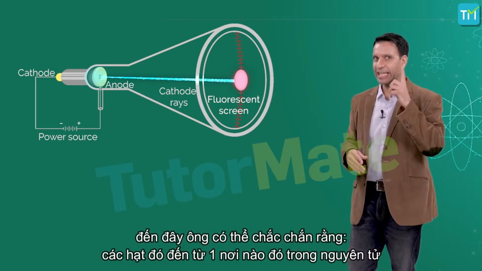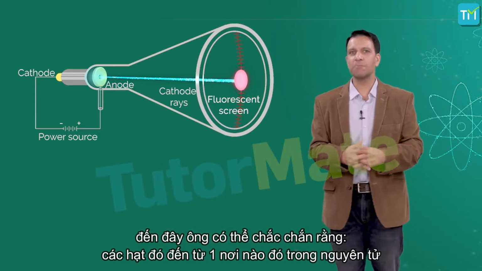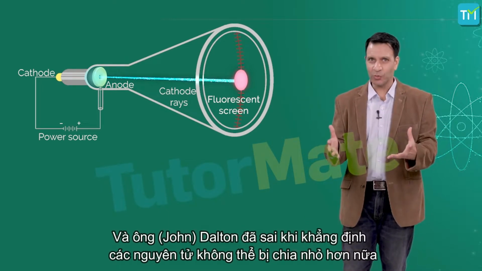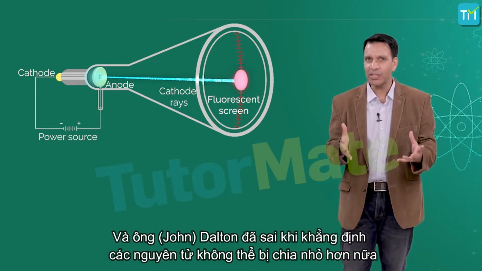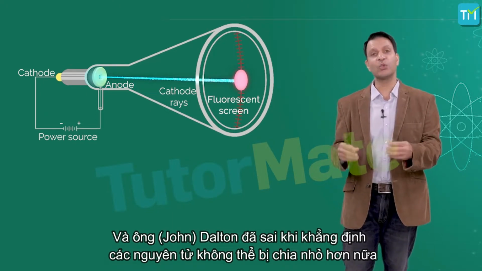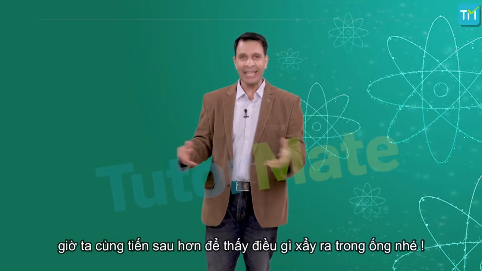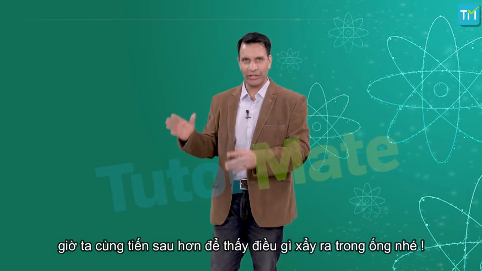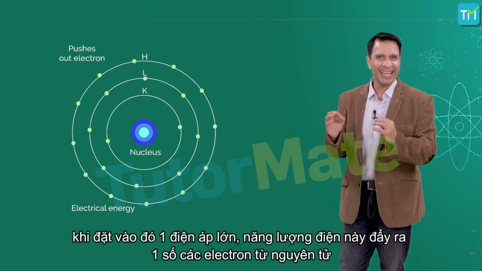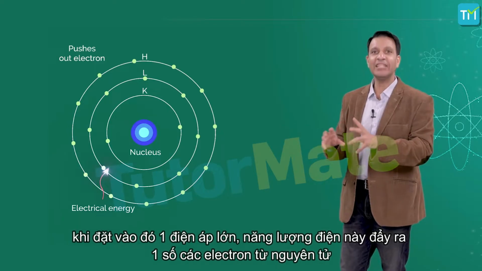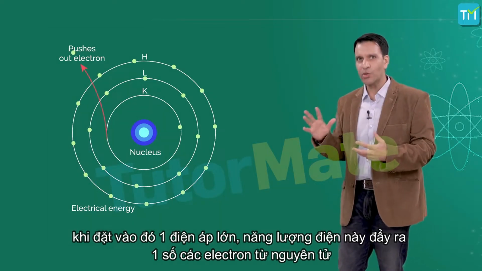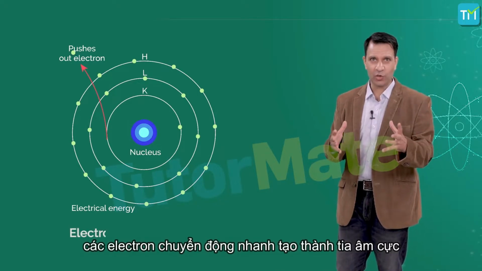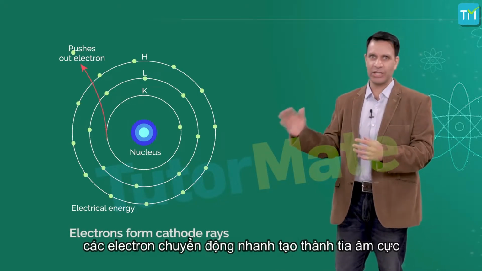From this, he decided that these particles must have come from somewhere within the atom, and that Dalton was incorrect in stating that atoms cannot be further divided into smaller pieces. Now let's take a closer look at what happened inside the cathode ray tube. When a high electric current is applied, the electrical energy pushes out some of the electrons from the gas. These fast-moving electrons form cathode rays.